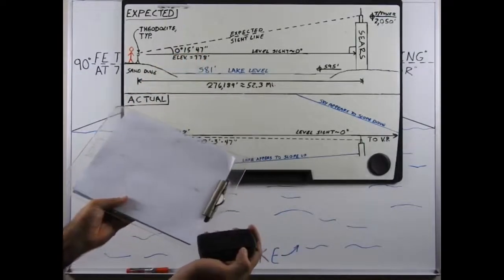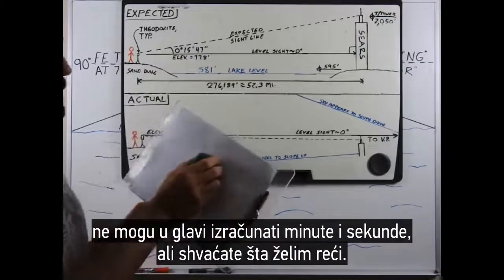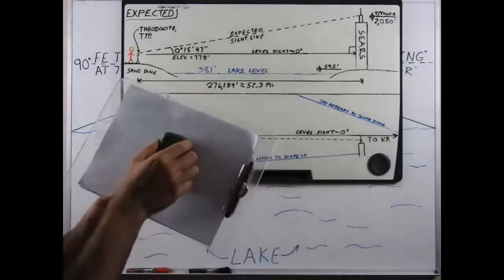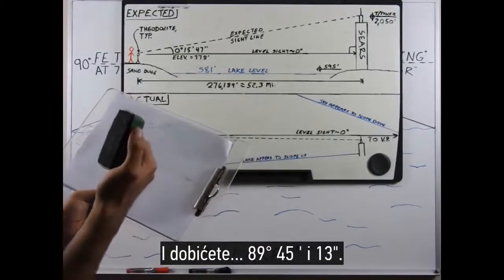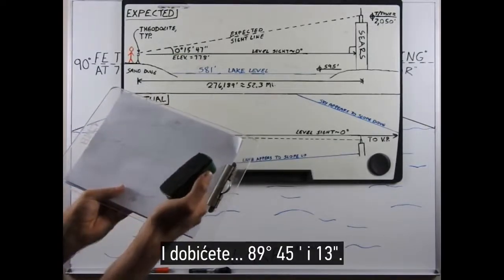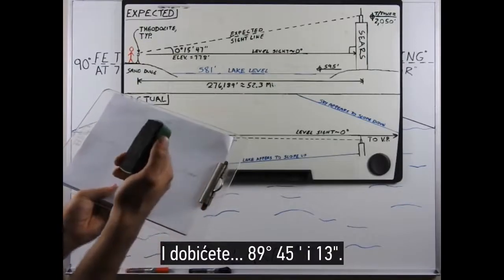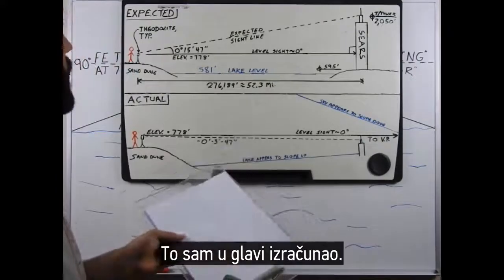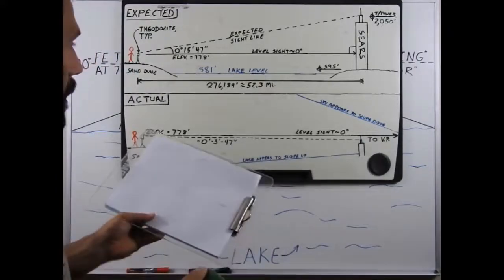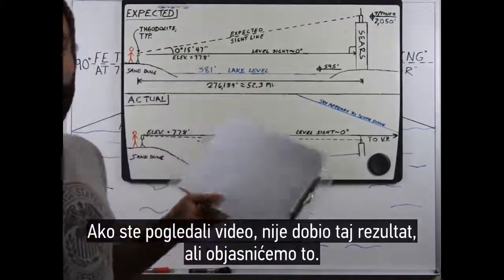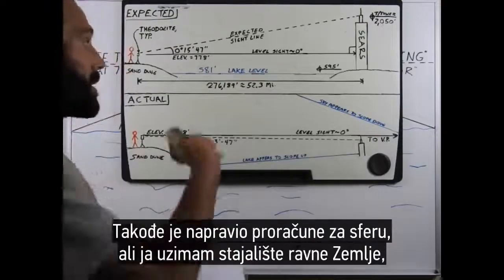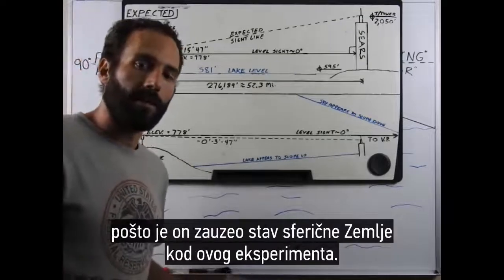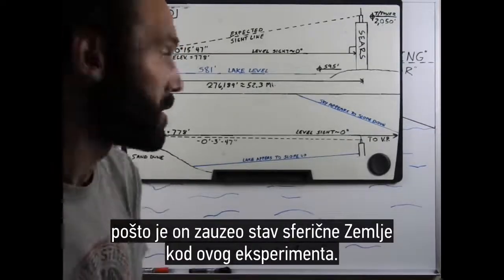What is 89? I can't figure that out in my head in minutes and seconds, but you see what I'm saying. You would subtract this angle from 90 degrees, and you would get 89. I'll do it in my head. 89 degrees, 45 minutes, and 13 seconds is what you would get, right? I hope my math was right there, my head math. So, if you watch the video, that's not what he ended up getting, but we'll go over that. He also did calculations for spherical, but I'm arguing for flat Earth since he argued for spherical Earth on this experiment.